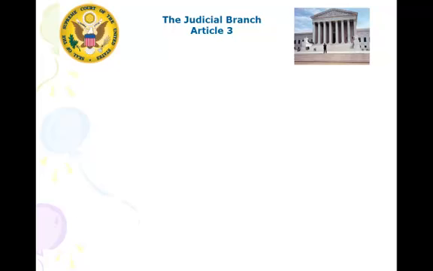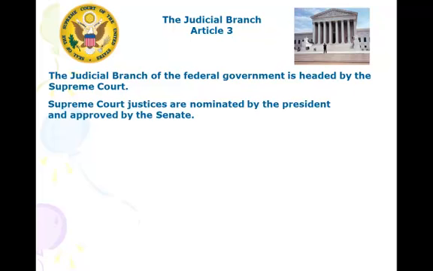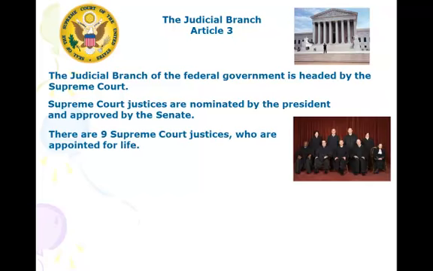Article 3 of the Constitution discusses the judicial branch, also known as the Supreme Court. The Supreme Court is the head of the federal court system. Supreme Court justices are nominated by the President and approved by the Senate. There are currently 9 Supreme Court justices, and they are appointed for life or until they choose to retire. We currently have our largest number of women and minorities on the Supreme Court.